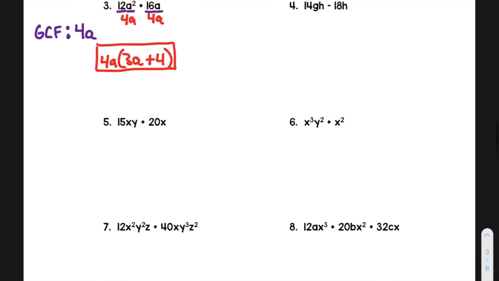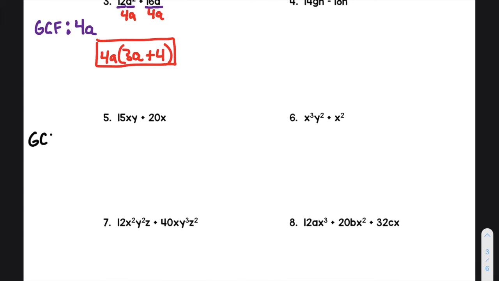Problem number 5, let's first find the GCF. The biggest number that goes into 15 and 20 is 5. They also both have an x, therefore their GCF is 5x. Let's divide both terms by 5x and start writing our answer. It would be 5x, the GCF, times whatever you get after you divide. 5xy divided by 5x is 3y. And 20x divided by 5x is 4.